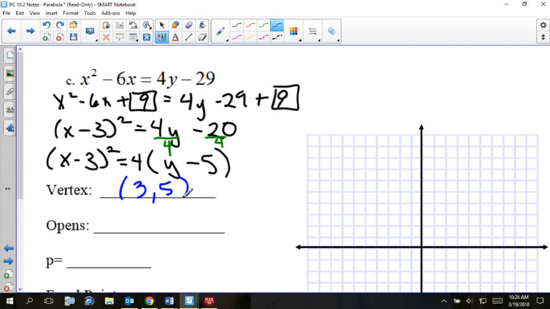I'm going to find my p value, so I take that 4 that's in front of the y parenthesis, and I set it equal to 4p. So p is equal to 1. So if it's x squared, and p is positive, which way will this move in? Up.